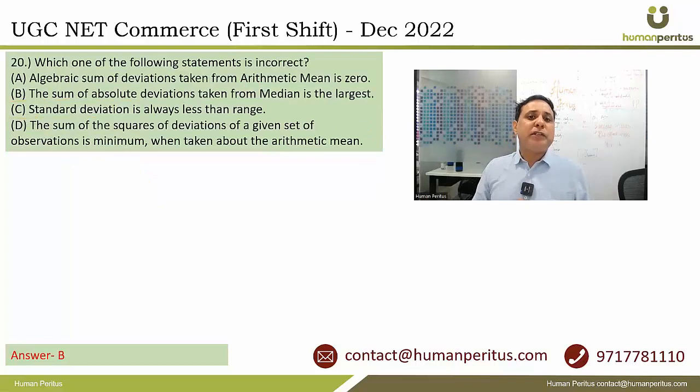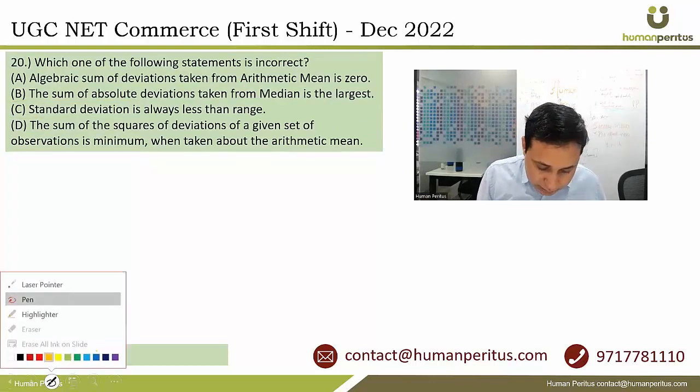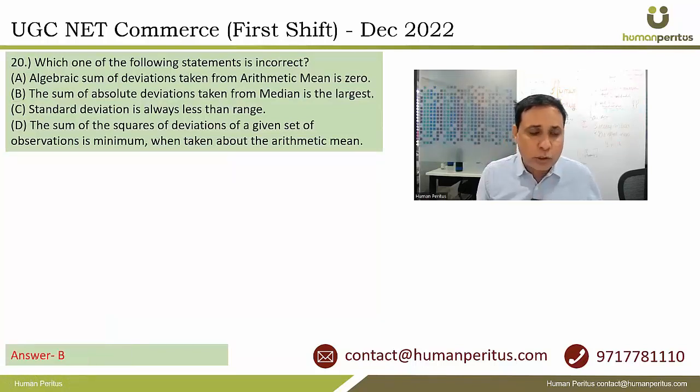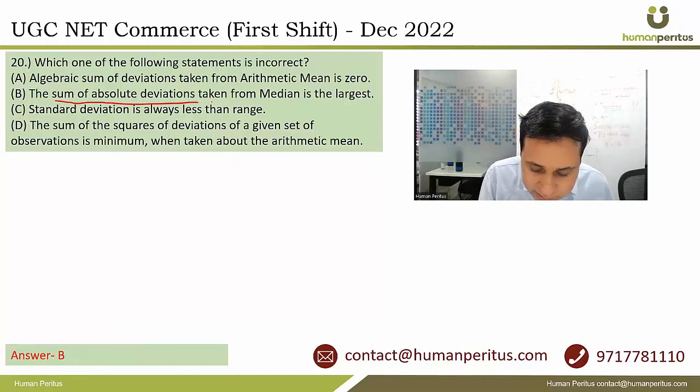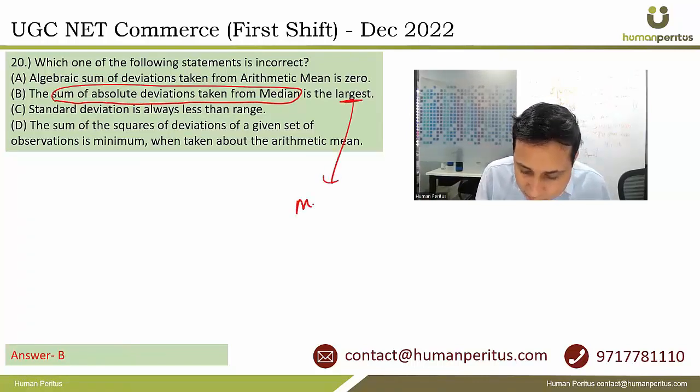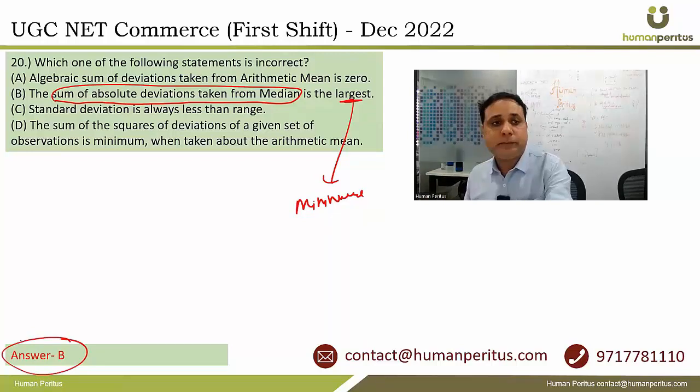Next one. Which one of the following is incorrect? The remaining options are all correct statements. Only option B is incorrect. Why? The sum of absolute deviations taken from the mean is not the largest, but it is the minimum. That is why this statement is wrong. Therefore, the correct answer is B.